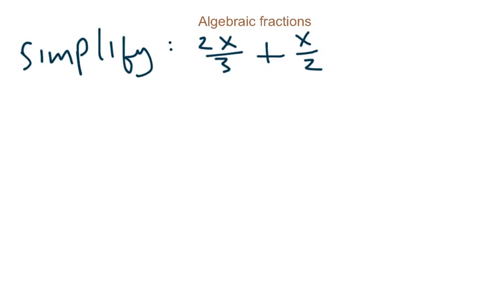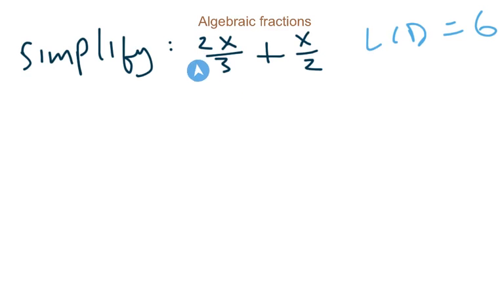So to simplify it, I need to get the denominator to be the same, so then I can just add on the top. The lowest common denominator is equal to 6. So how do I turn this particular term here into one with 6 on the bottom? Well, I multiply it by 2.